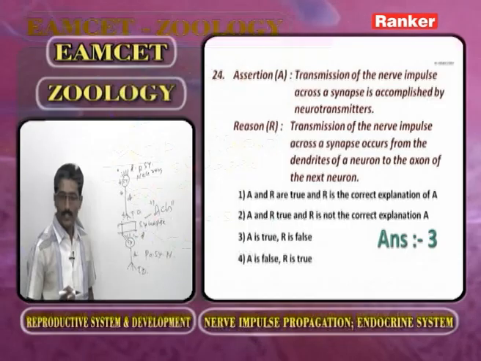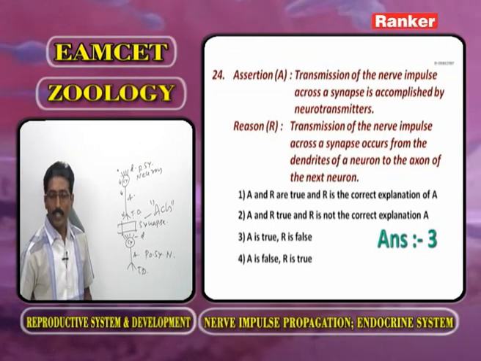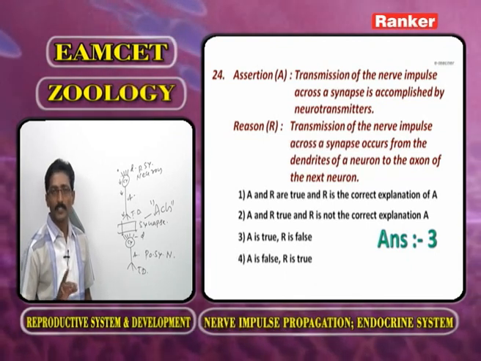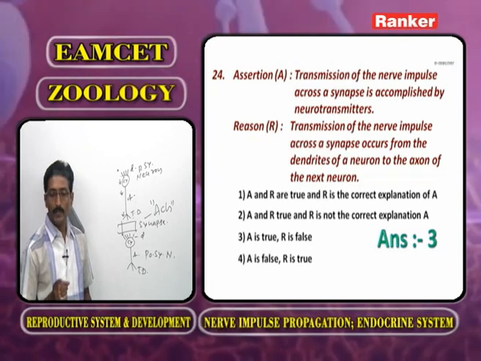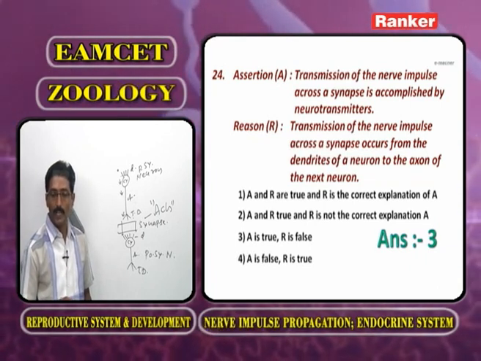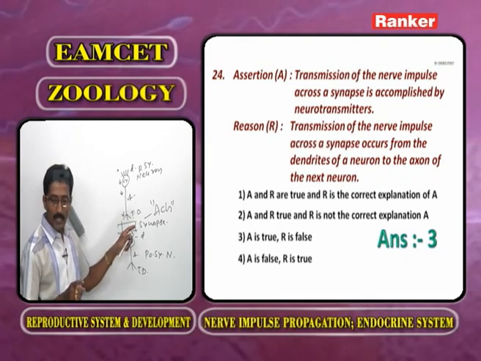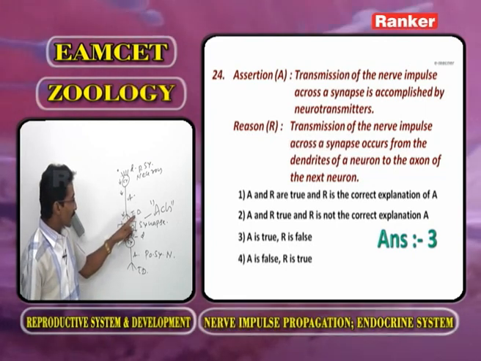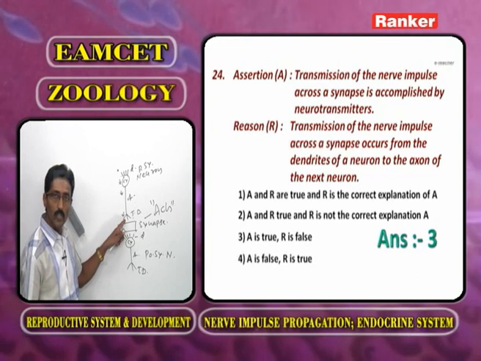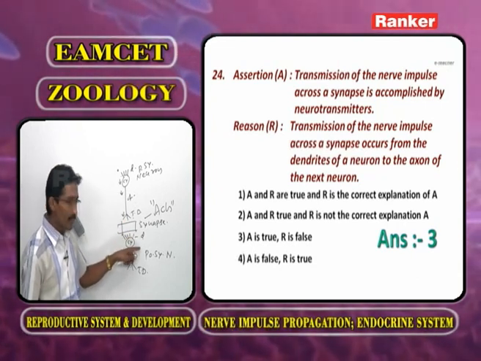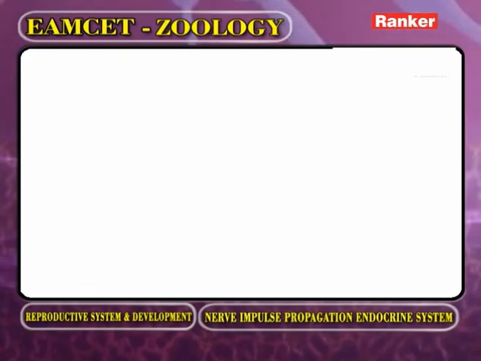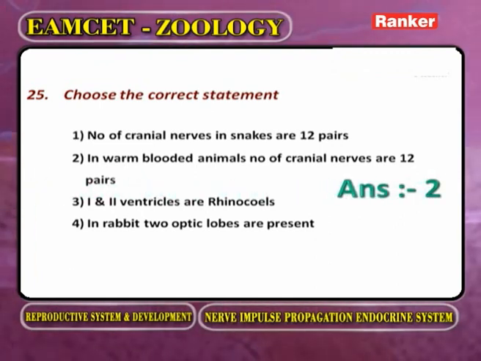Here the question is: transmission of nerve impulse across a synapse is accomplished by neurotransmitters. 100% correct, the assertion is correct. The reason says transmission of nerve impulse across a synapse occurs from dendrites of a neuron to the axons of the next neuron. That is wrong. It is from the teledendrons of one neuron to the dendrons of another neuron. So A is correct, R is wrong. Now we go for the next question. Choose the correct statement. Now we have to discuss each and every statement.